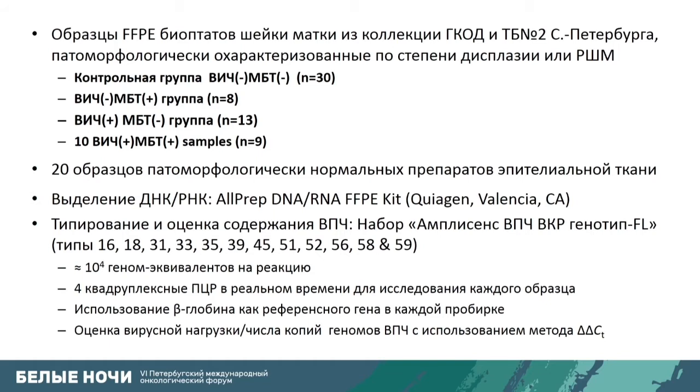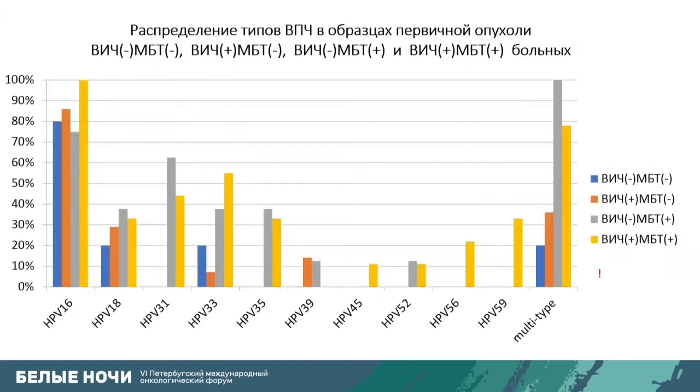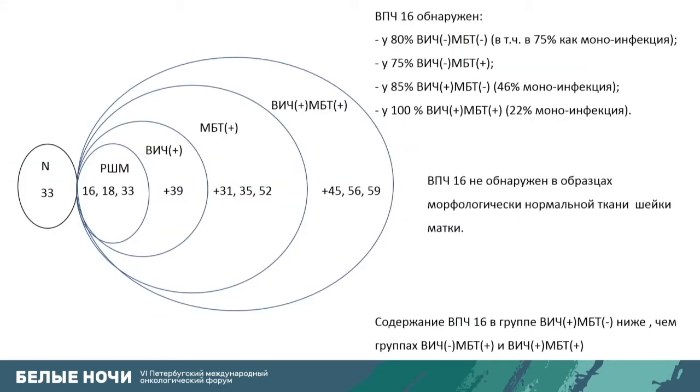We started the reaction of 10 in fourth of genomes; quadruplex PCR in real time was used. Beta hemoglobin was used as a reference gene in each tube. Viral load was detected with the use of the delta Ct method. The next slide shows the distribution of different HPV types in the samples of primary tumors in different patients. The majority was HPV 16 that was detected in all the patients in the group of HIV plus, TB plus.